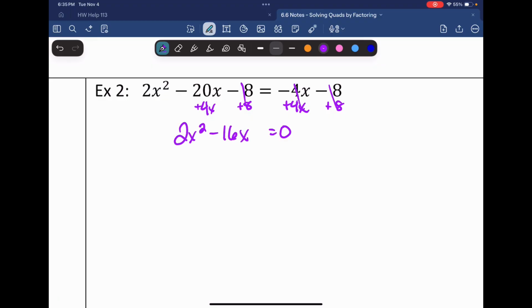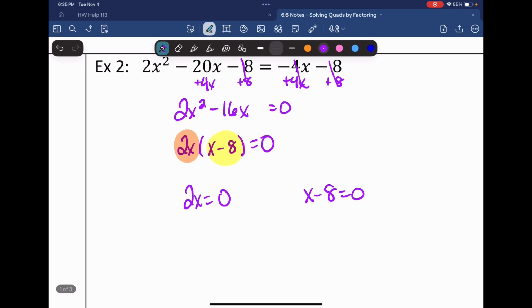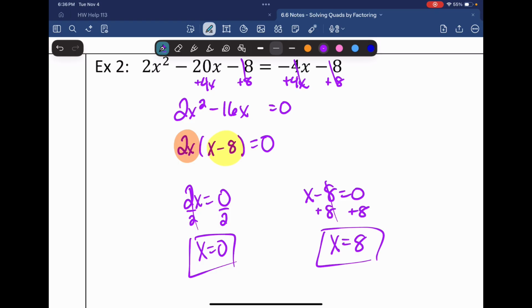All right, it's got a GCF of 2x. And now that I've taken that GCF out, it's no longer quadratic. I don't have an x squared anymore, which means I can go ahead and set my factors. We have 2x and x minus 8. Set them equal to 0 and solve them. So we divide by 2. So x is 0. Add 8. x is 8. So we have two solutions here.